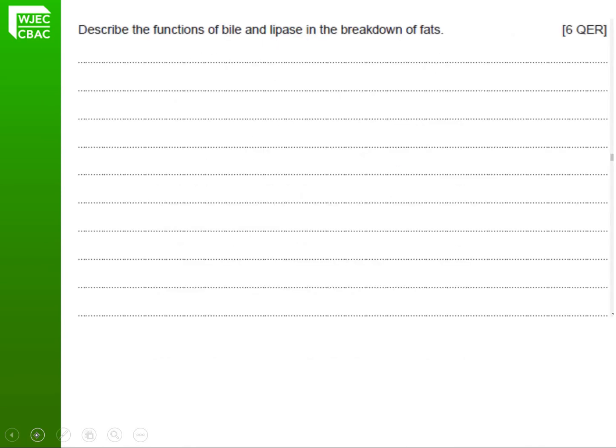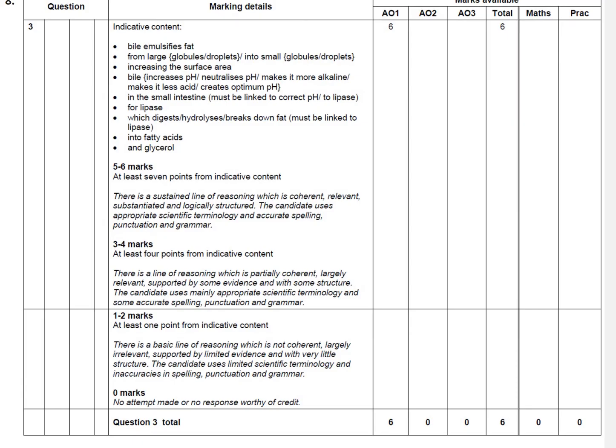Okay, so this question then, you were asked to do a 6-mark question to describe the functions of bile and lipase in the breakdown of fats. So this is the mark scheme for this question. So the sort of information they're looking for is for you to say that bile emulsifies fats from large droplets into smaller droplets, increasing its surface area.